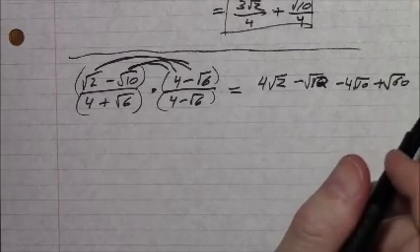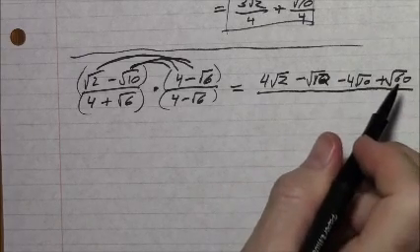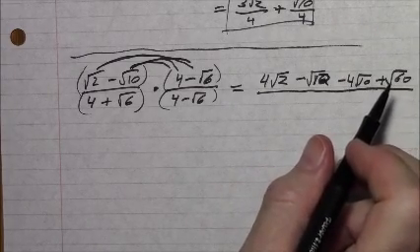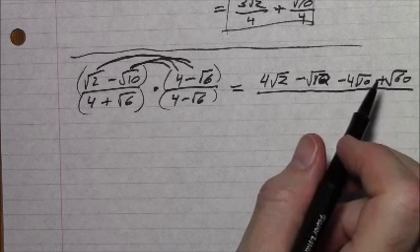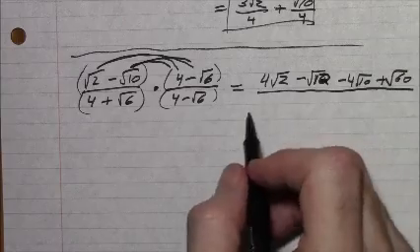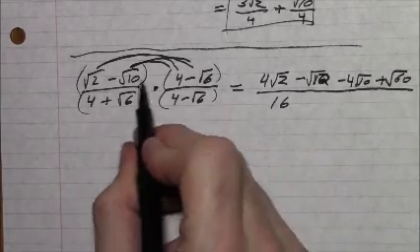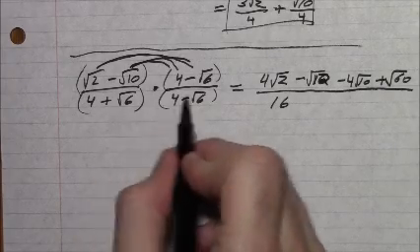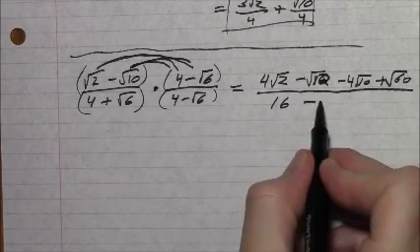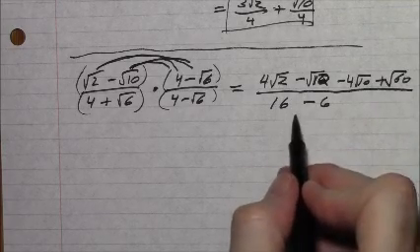Okay, so let's see what we can do to work with these. On the bottom, it's going to be a little bit different here. So 4 times 4 is 16. And then minus 4 root 6 plus 4 root 6 cancels out, so it's going to be a negative 6. So that means this is going to become a 10.